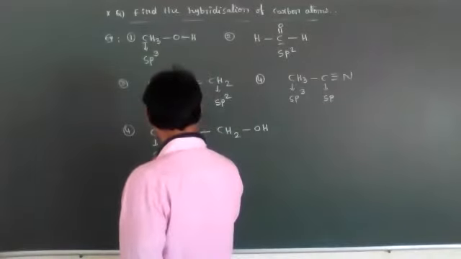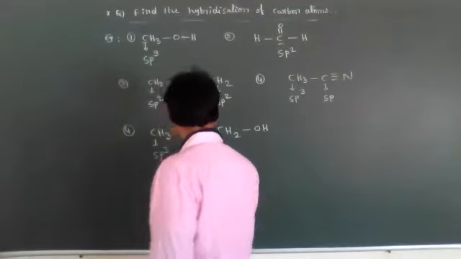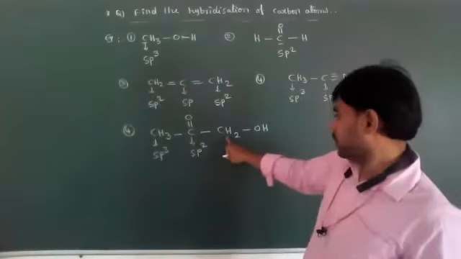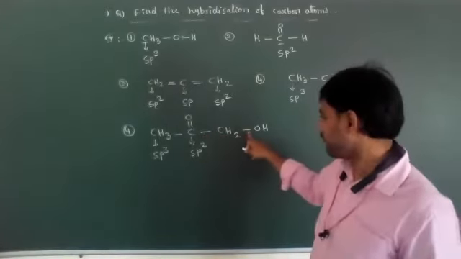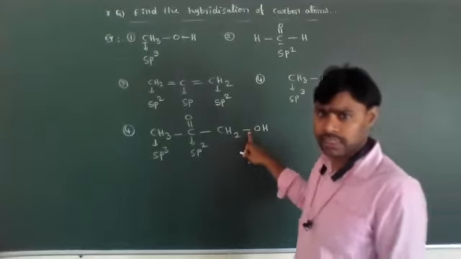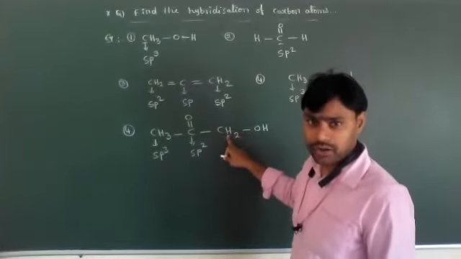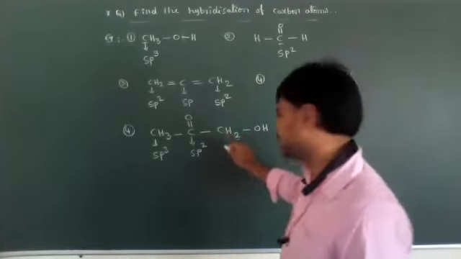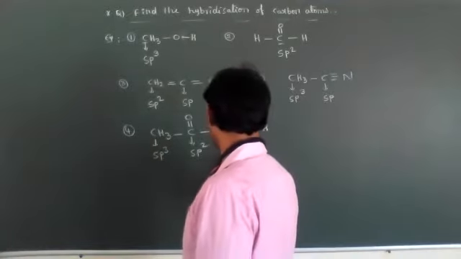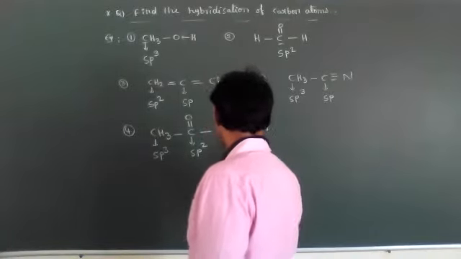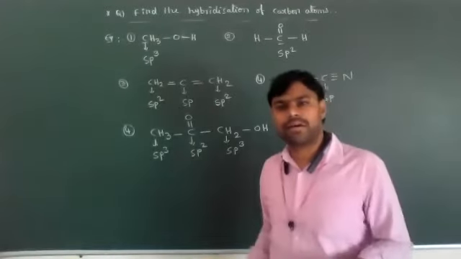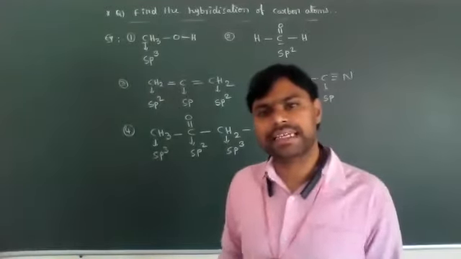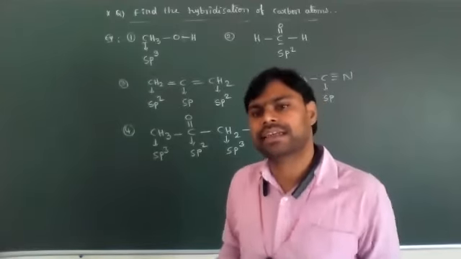Now it is sp2 hybridization. This is CH2. Here this carbon is bonded with another carbon and with a single bond to oxygen. Then it has 2 hydrogen atoms. Total 4 single bonds are present. That's why its hybridization is sp3. Okay, so like that, whatever organic compounds they give, we can easily identify the carbon hybridization.